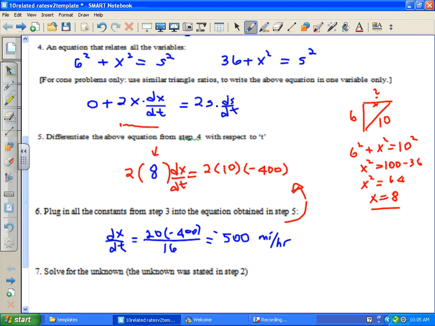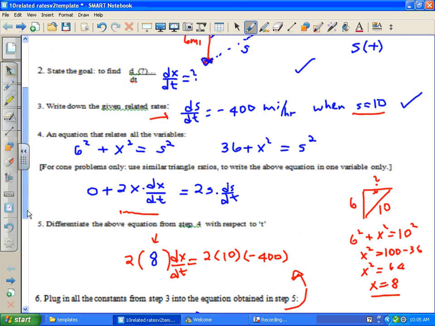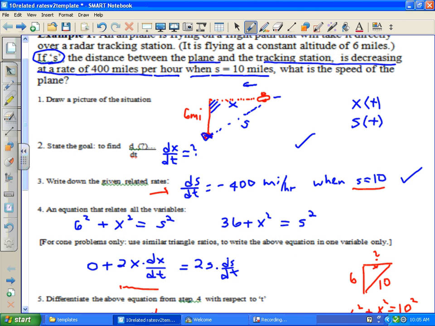Questions? Yes? What is S again? S, let's look at our picture. That was the direct distance between the plane and the radar tracking station. 6 miles was the vertical height. The plane was flying at a constant altitude of 6 miles. But S is the direct distance between the plane and the radar tracking station. So as this plane gets closer to being right on top of the radar tracking station, what's happening to S? Can you see that it's actually decreasing based on the picture, right?